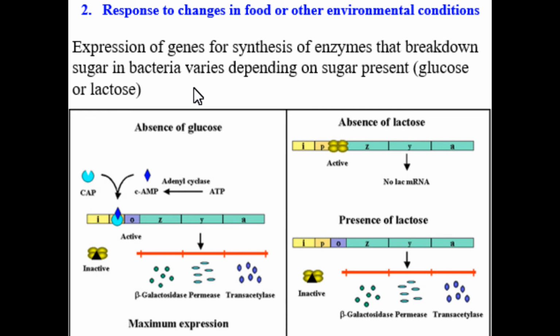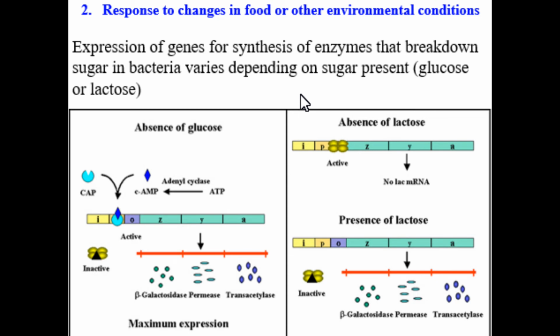Same thing with glucose. So it depends on the environment. When glucose is absent, stop making that glucose digesting enzyme. There's no point. It's a waste. When lactose is absent, stop making that lactose digesting gene because it's a waste of energy, a waste of resources, there's nothing for it to do. So that's an example of the environment.